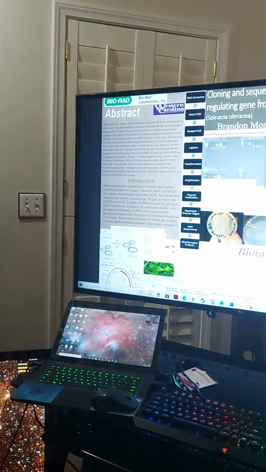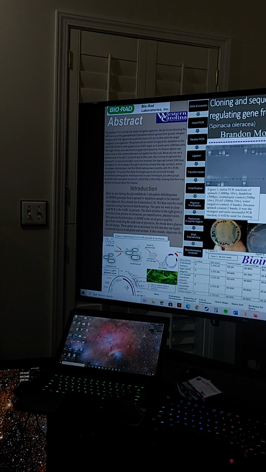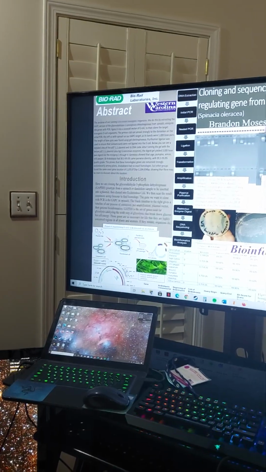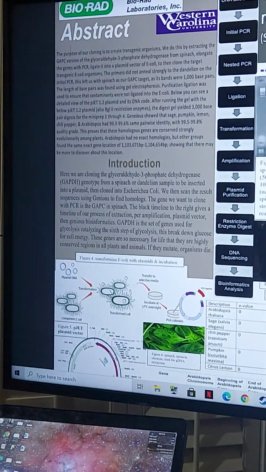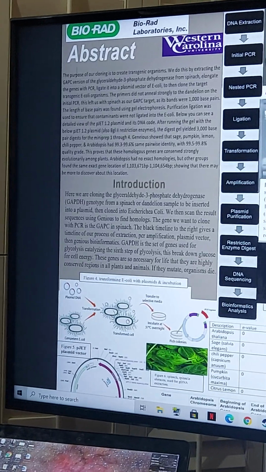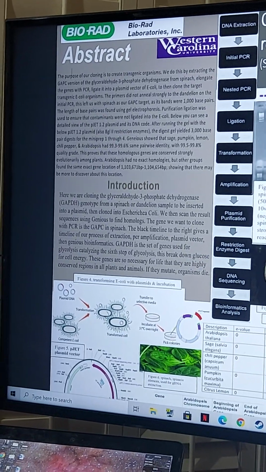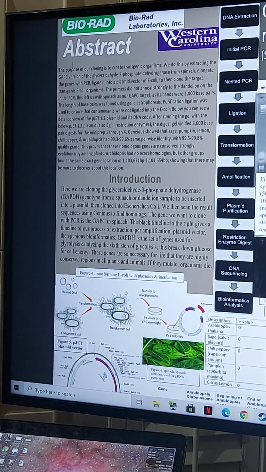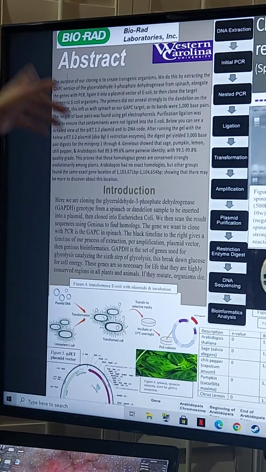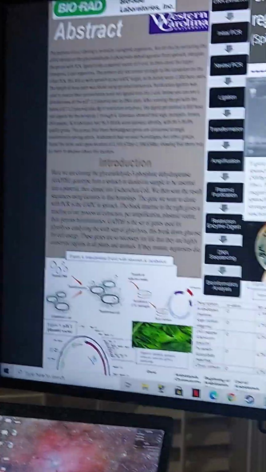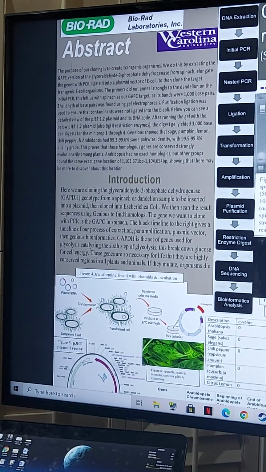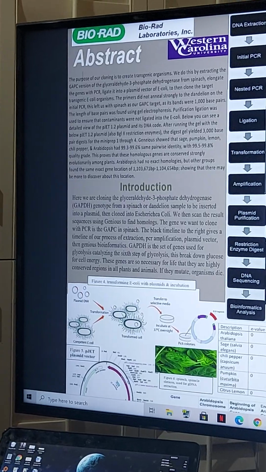But for the abstract of this, we discovered that the purpose of our cloning is to create transgenic organisms. And these are the transgenic organisms. So we do this by first extracting the GAPC version of the glyceraldehyde 3-phosphate dehydrogenase from spinach. Then we elongate it using PCR, or polymerase chain reaction. Then we ligate the plasmid vector into E. coli, and then we clone the target transgenic E. coli organisms. So when they're cloned, they produce more of themselves, of course.